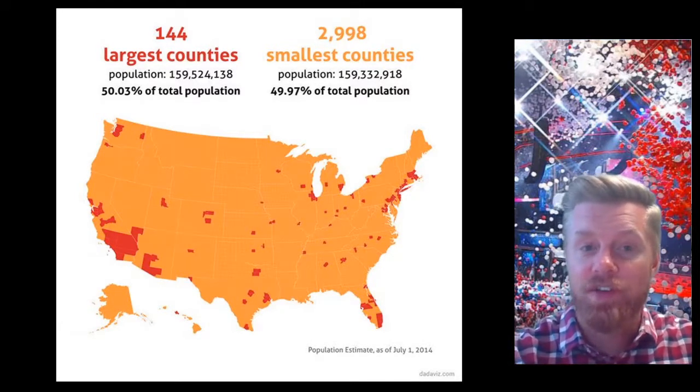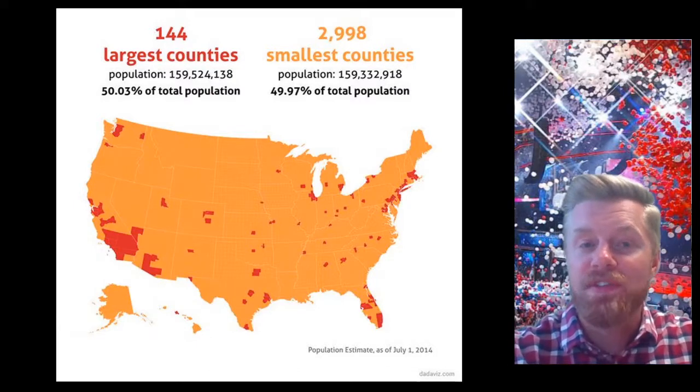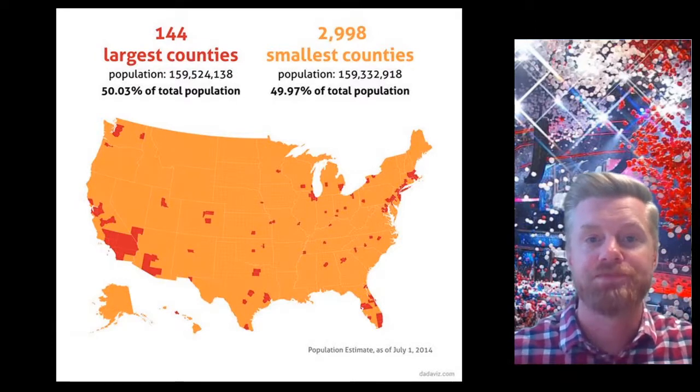You can get just over half the population from 144 counties. Now, this includes in Utah, Salt Lake County and Utah County. Those are among the most populous counties in the country. Meanwhile, 2,998 counties contain the other half of the population. Gives you a sense of that rural-urban split.